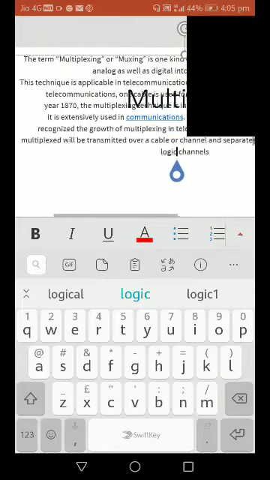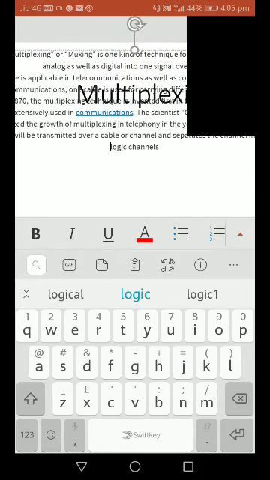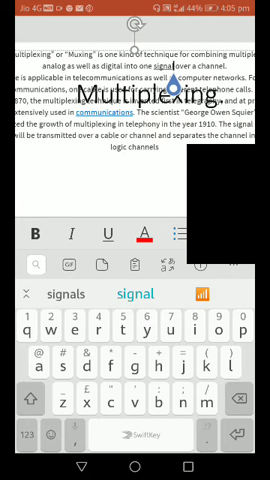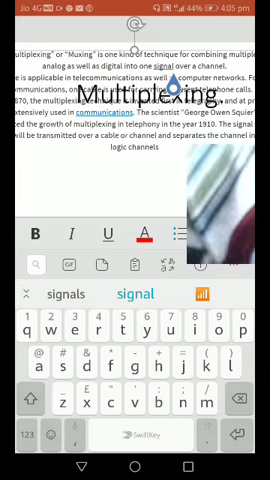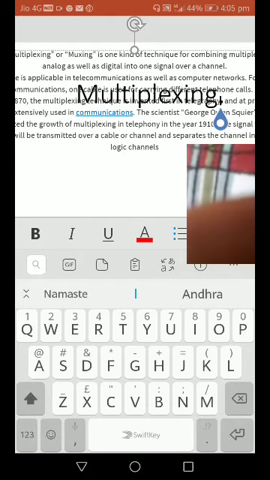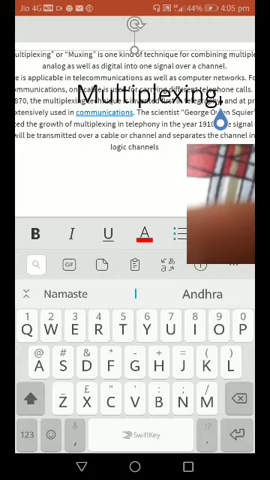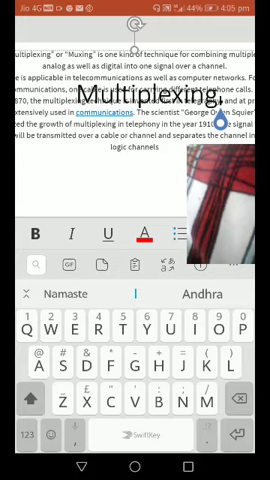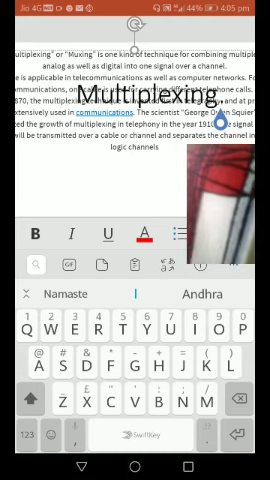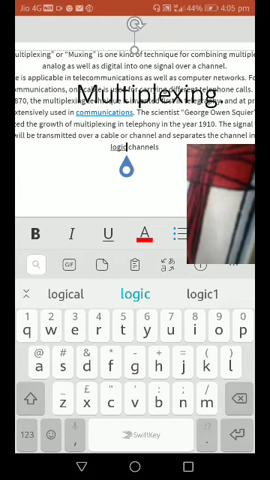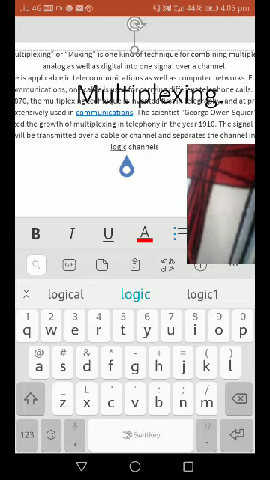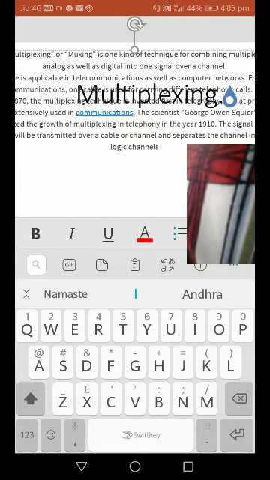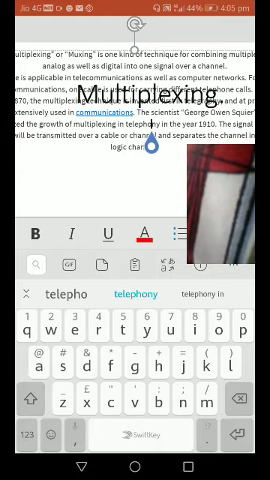Multiplexing is one kind of technique for combining multiple analog signals as well as digital signals into one signal over a channel, and this is called multiplexing. Nowadays we are using multiplexing techniques for combining multiple signals.